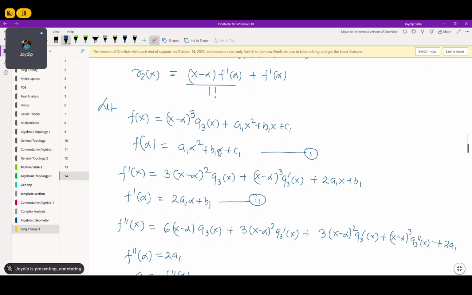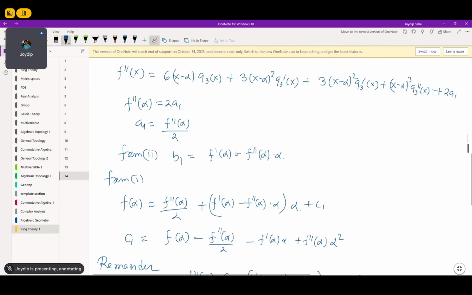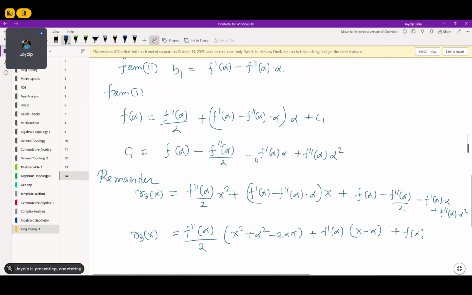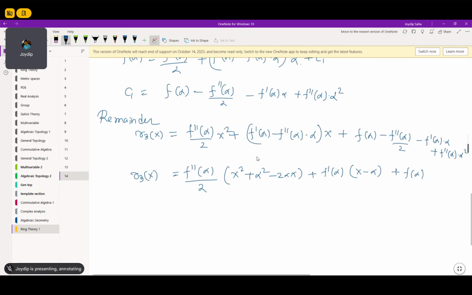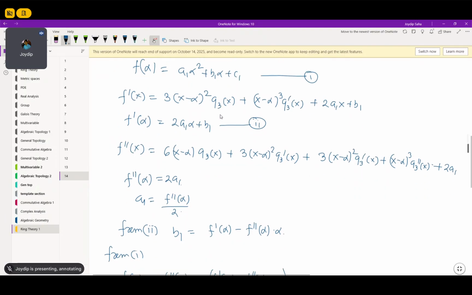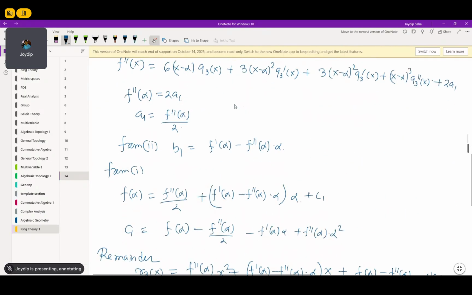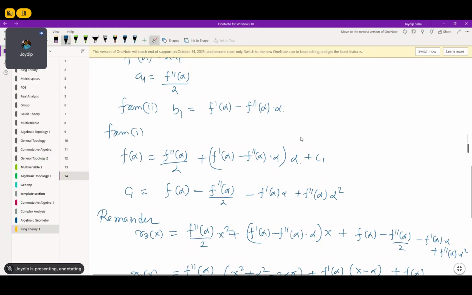This is a1 alpha square plus b1 alpha plus c1. What is a1? Okay, so f alpha is a1 alpha square plus b1 alpha plus c1. I forgot to write alpha square here. Okay, now this is right.